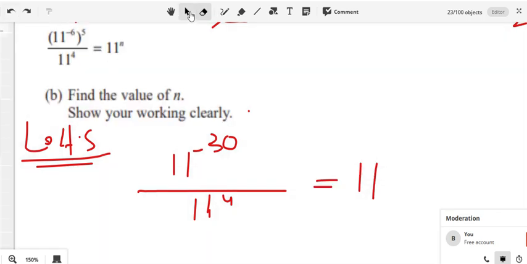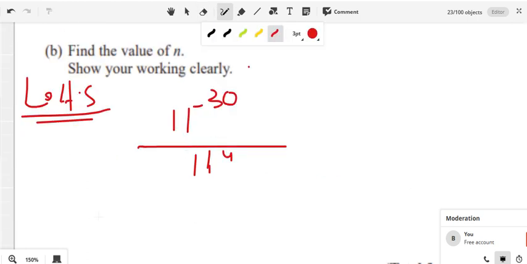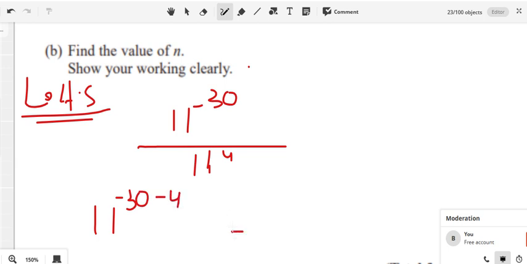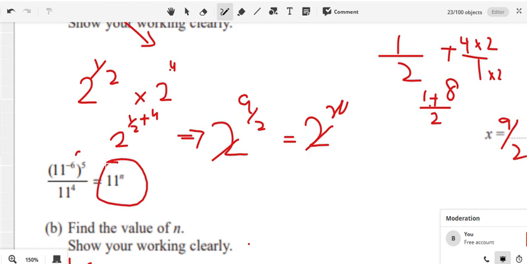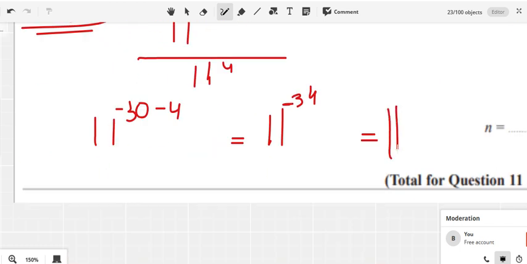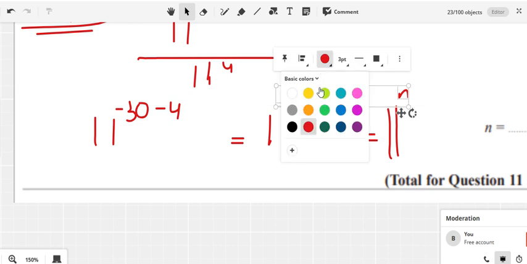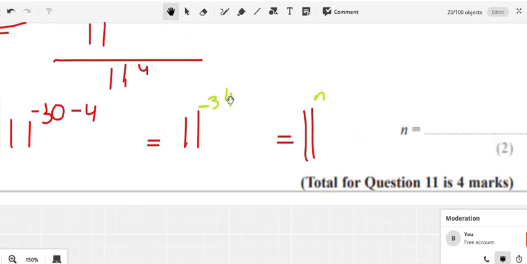So we are going to remove this. 11 to the power of minus 30. Bases are same, so you will subtract the powers. So I'm going to move the 4 to the top. So minus 30 minus 4, you will add them, but the sign will come negative because 30 has a negative sign. So it's minus 34 equals, now right hand side what's given, 11 to the power of n. So write here 11 to the power of n. You can see that 11 and 11 can be cancelled out. So we got n equals minus 34.